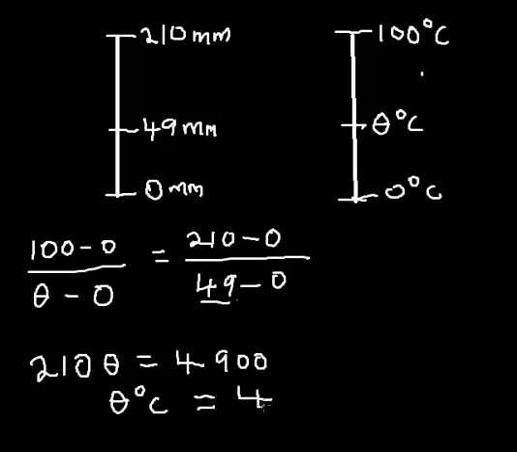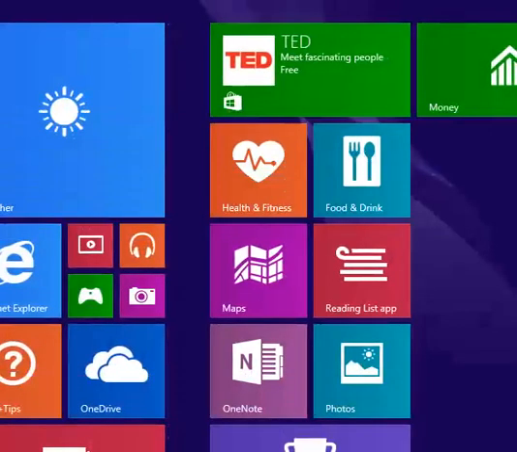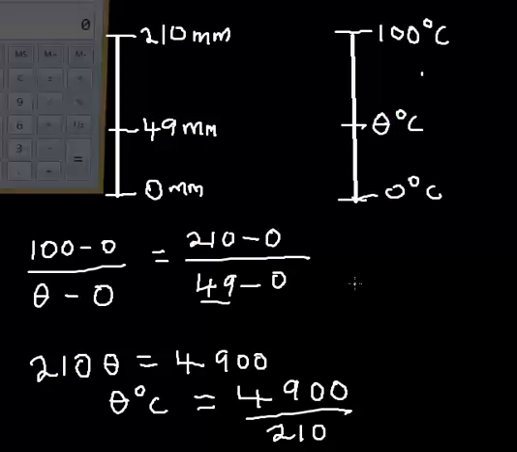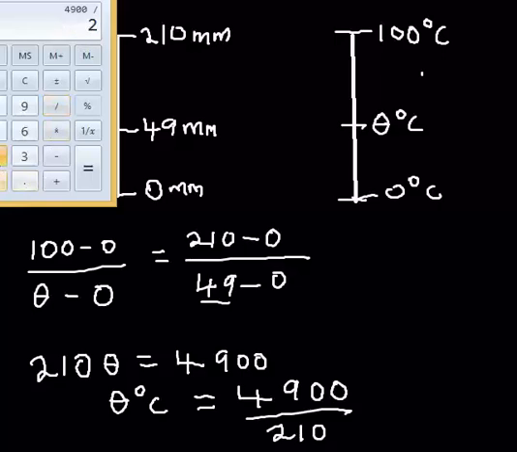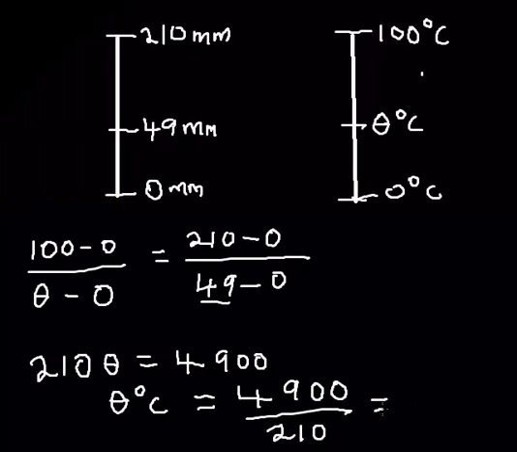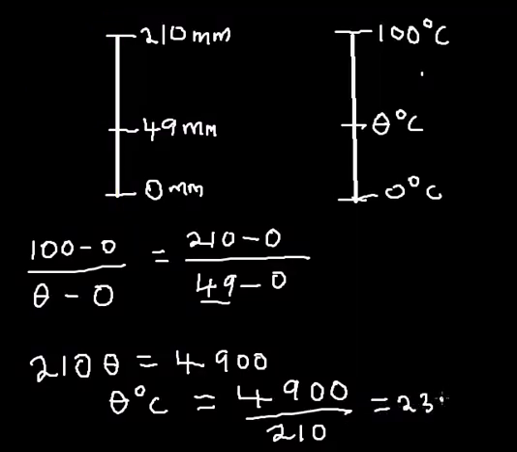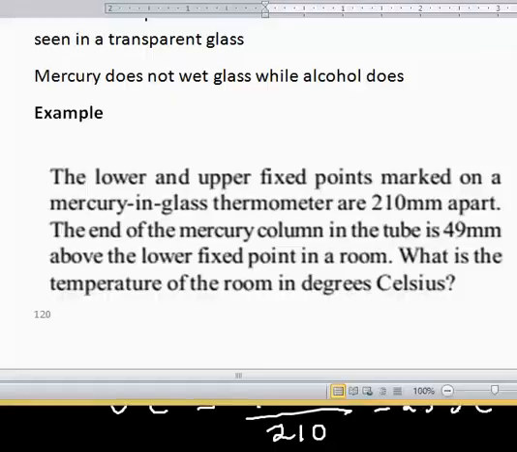That is going to be 4900 divided by 210. Okay, so let's work on that. You can actually get a calculator to do that. Just divide 4900 by 210. 23.3 degrees Celsius approximately. As simple as that. Alright, let's find another question.